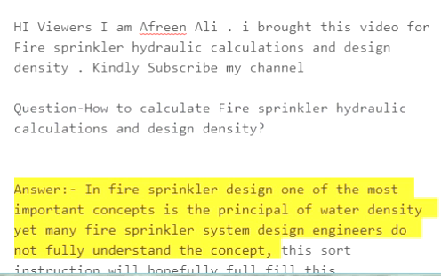Question: how to calculate fire sprinkler hydraulic calculations and design density? Answer: in fire sprinkler design, one of the most important concepts is the principle of water density, yet many fire sprinkler system design engineers do not fully understand the concept. This short instruction will hopefully fulfill this requirement.